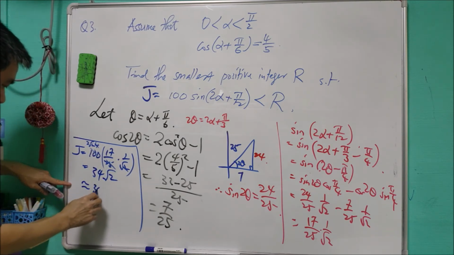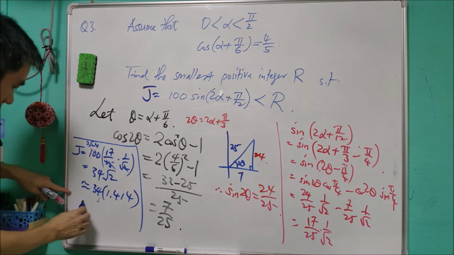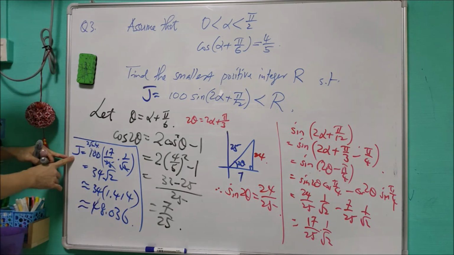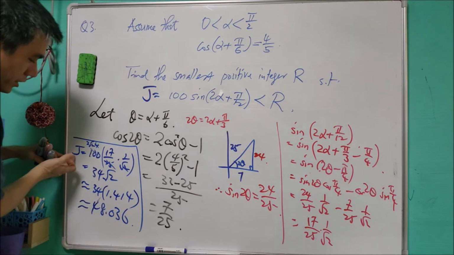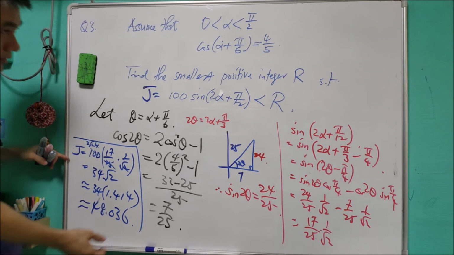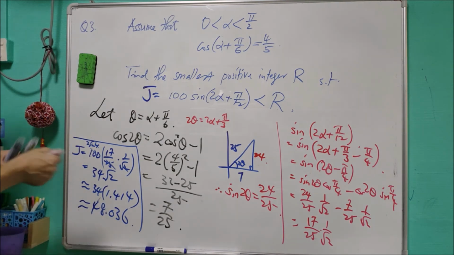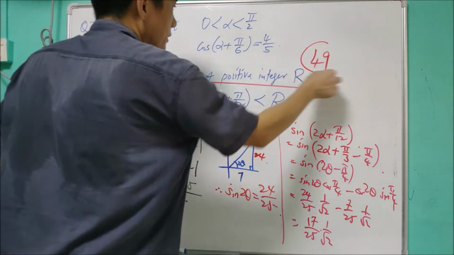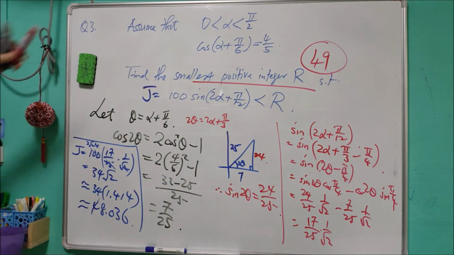Square root 2 is about 1.414. And this is about 48.036. After calculation, we know that j is about 48.036. So the smallest positive integer r is 49. So 49 is the answer for question 3.